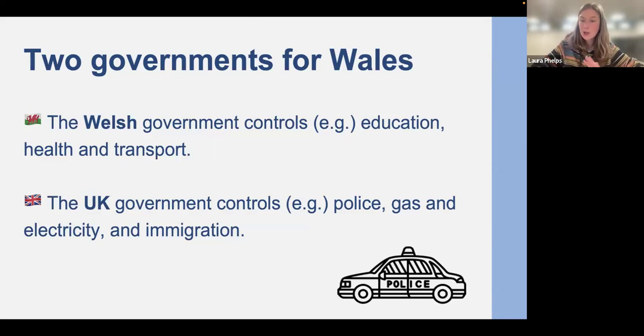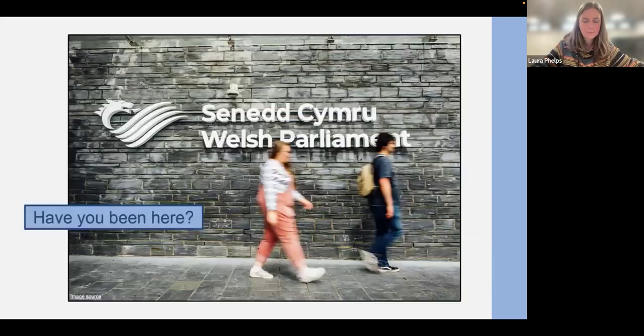But the Welsh Government doesn't control everything itself. So, for example, the UK government controls the police in Wales, well, in the whole of the UK. It controls power, gas and electric, and it also controls immigration. So the Welsh Government can't make any decisions about who can come here and how they can come here. So the election that's coming on the 7th May is for the Welsh Government. It's a Senedd election, a Welsh Government election.